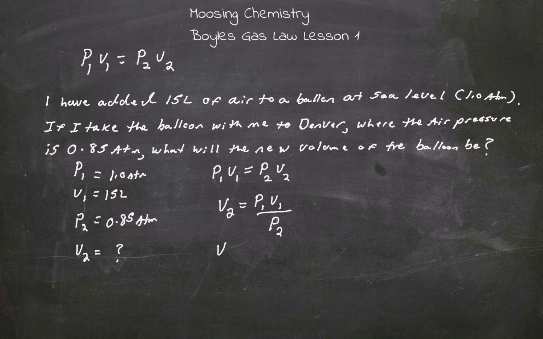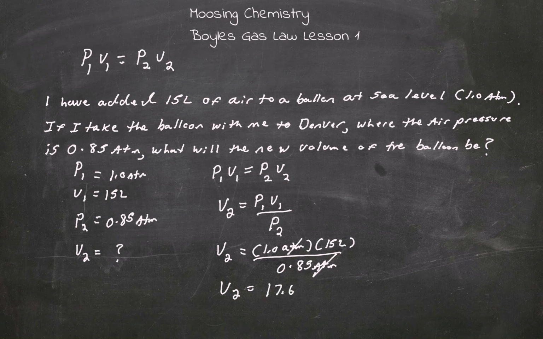So let's go ahead and plug in our information. Our first pressure was 1 ATM. Our first volume was 15 liters. Our second pressure was 0.85 ATM. So that cancels out, and now all we have to do is divide the two. Anything times 1 is itself, so we have 15 divided by 0.85, and our new volume is going to be 17.6 liters. And that's the correct answer.